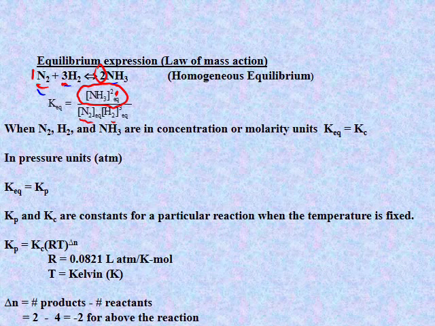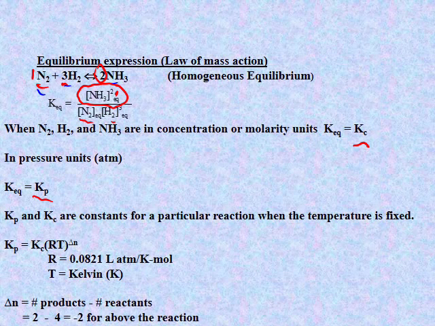Now there is more than one type of equilibrium constant that we use. One is Kc, when you have concentration or molarity units. The other is Kp, when pressure units are used. Pressure units means atmospheres.